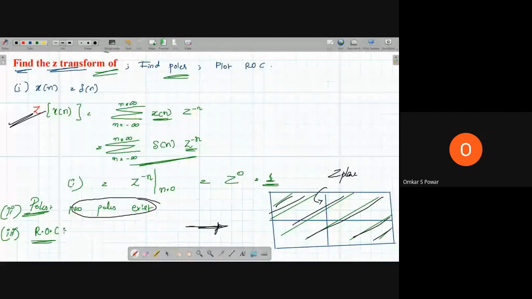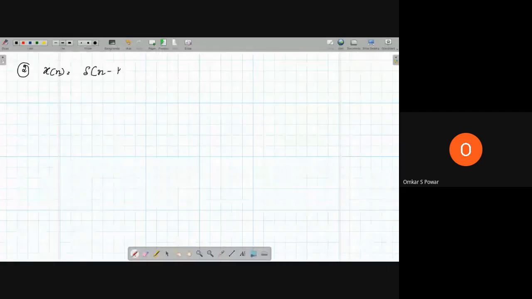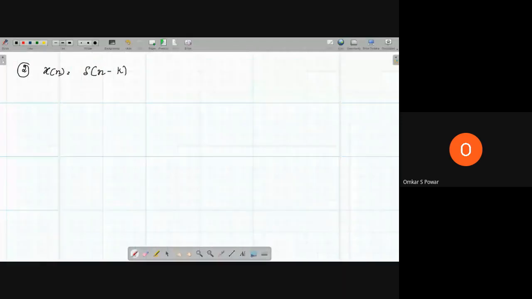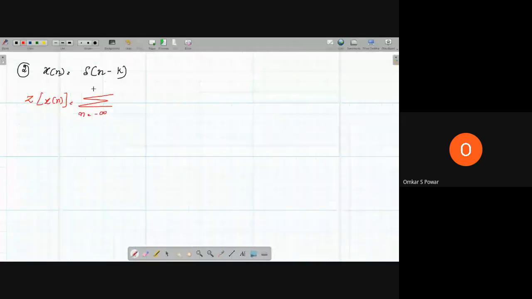So let me take you to the second problem. So I will do a slight modification. So let it be del of n minus k. So now what is the first step we have to do? We have to write the formula. Z transform of x of n is equal to summation n varies from minus infinity to infinity x of n z power minus n. So now del of n minus k. There it was del of n.